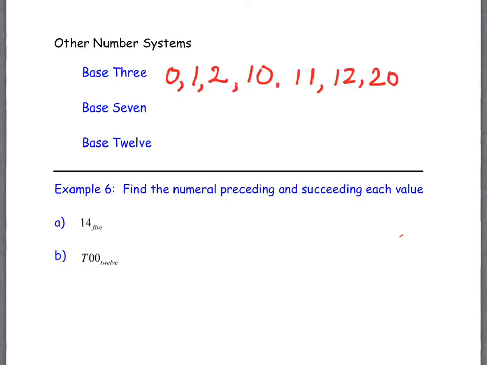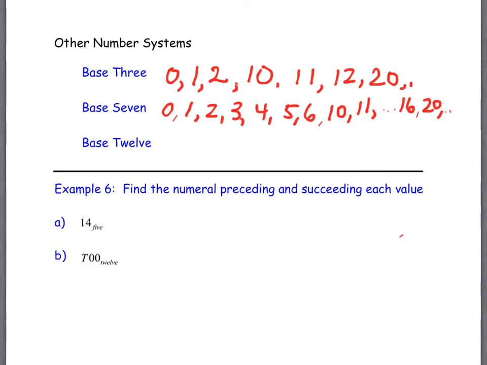How about base 7? What are my numerals in base 7? 0 up to 6. What would come after 6? 1, 0. And then 1, 1. All the way up to 1, 6. What would come after 1, 6? 2, 0. And we would keep going, right?